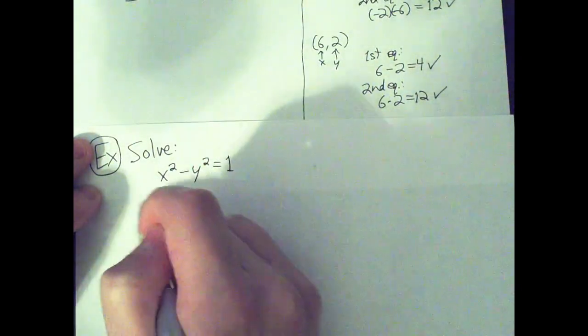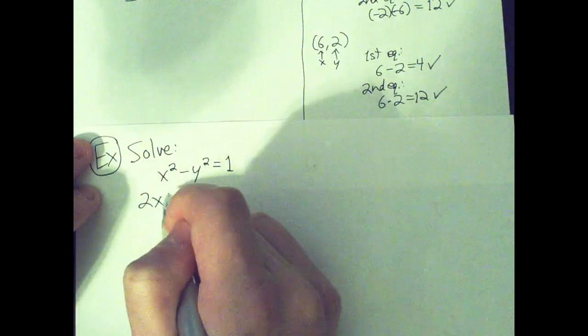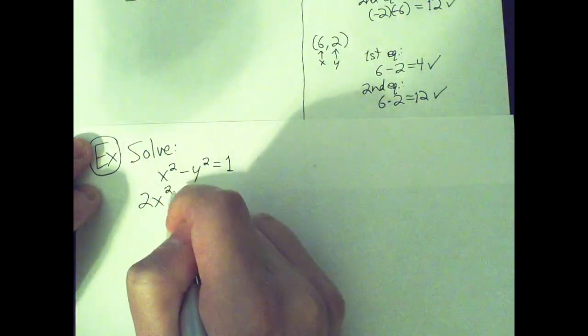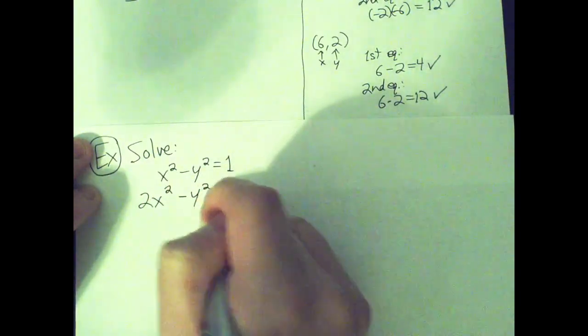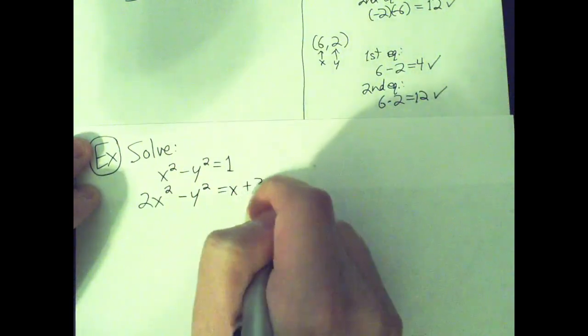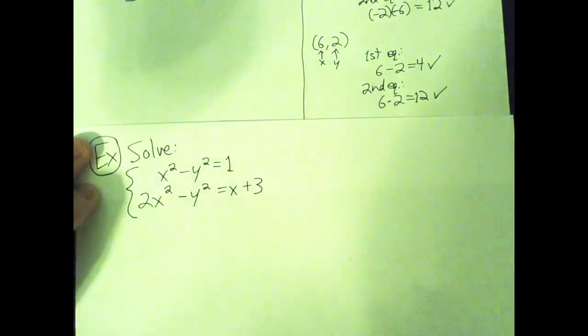All right, so this is going to be your problem. x squared minus y squared equals 1. 2x squared minus y squared equals x plus 3. So I'd like you to pause the video for a couple of minutes and see what you get.